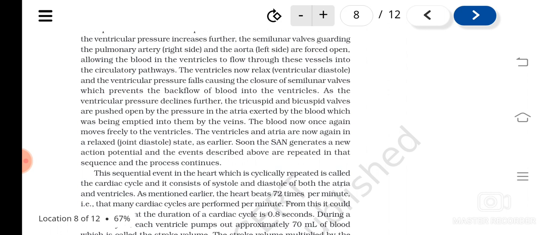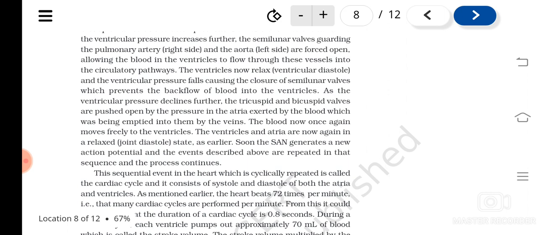Okay, then again this cycle repeats. That is, the SAN creates an action potential that leads to the auricular contraction, which pushes the blood into the ventricles. Okay, then the valves, which valves? Bicuspid and tricuspid valves will get closed.